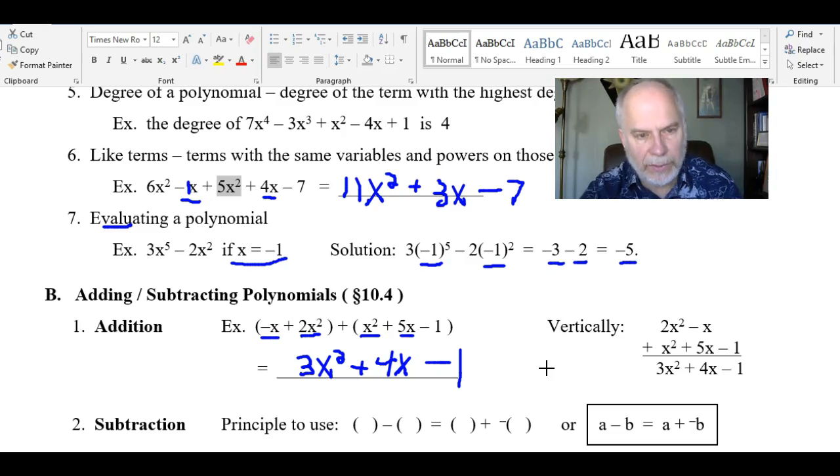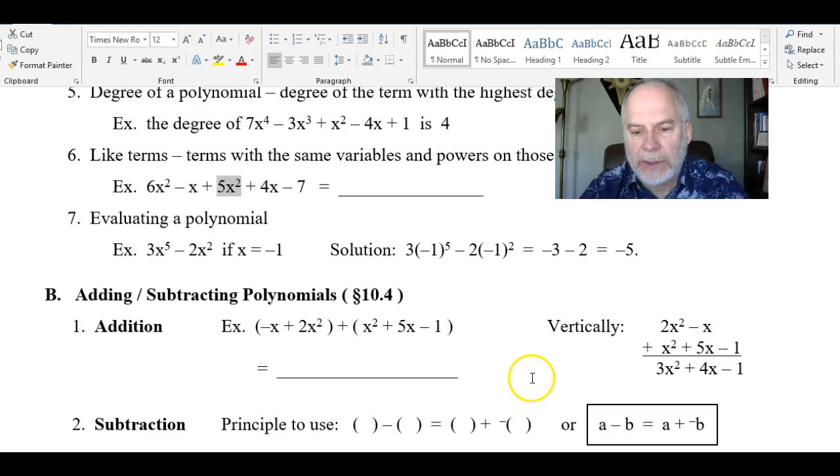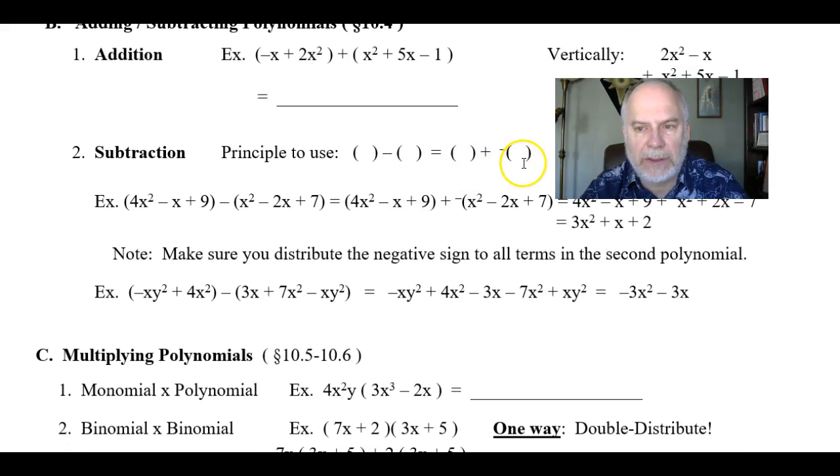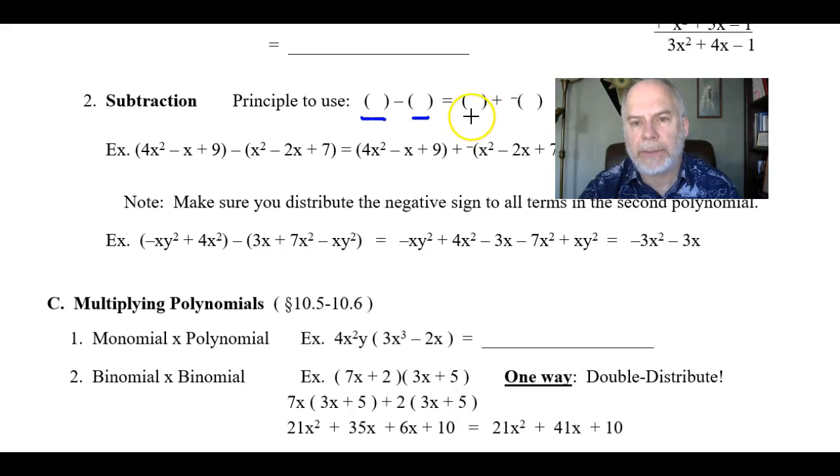So the next thing we're going to look at is subtraction. And subtraction could be thought of as adding the opposite. You can treat it as if it's the first polynomial plus the negative or the opposite of the second polynomial. That's because a minus b is the same as a plus negative b. So what we're going to do is distribute the minus sign in the second parentheses to all the terms.